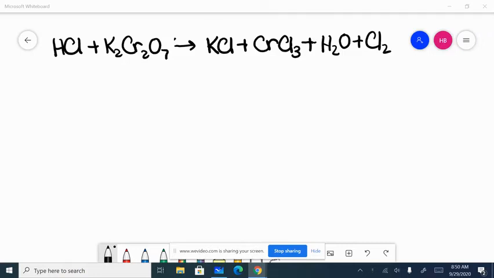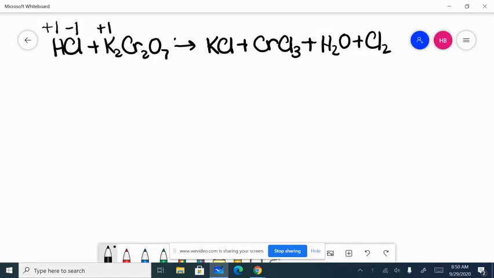Here's example 1. First thing we're going to do is assign oxidation numbers. This is hydrochloric acid, so I know this is an acidic solution, which I'm going to assume unless I'm told basic. So this K2 means that the polyatomic ion, called dichromate, also has a charge of -2 because I have 2 pluses in front. So this ion has to have a charge of -2.